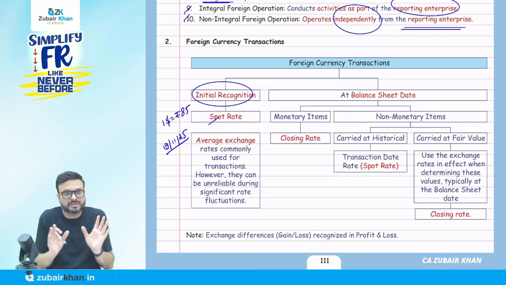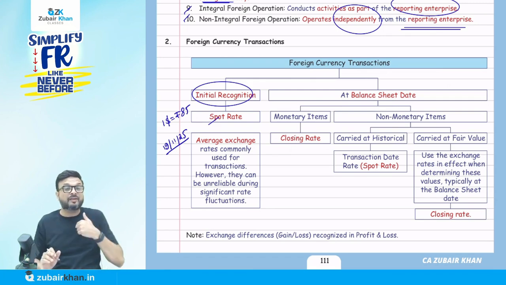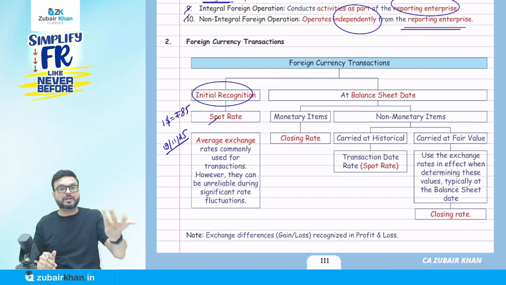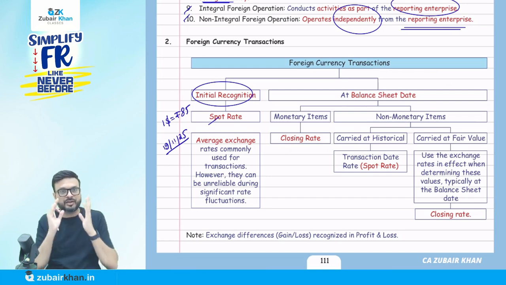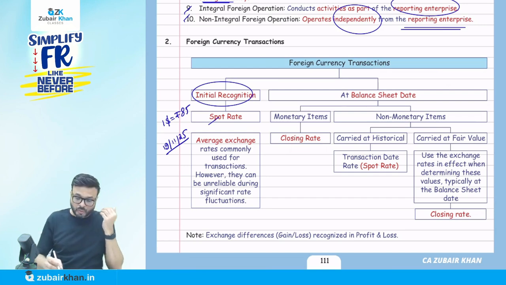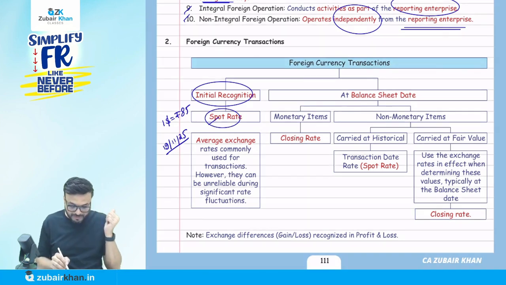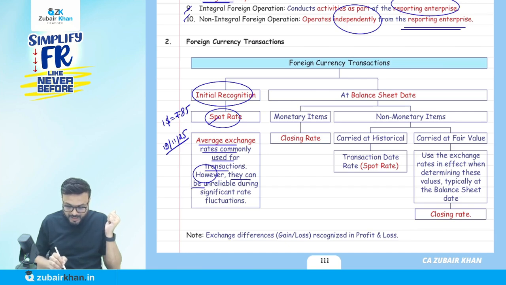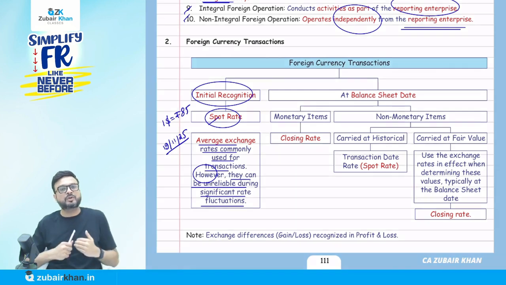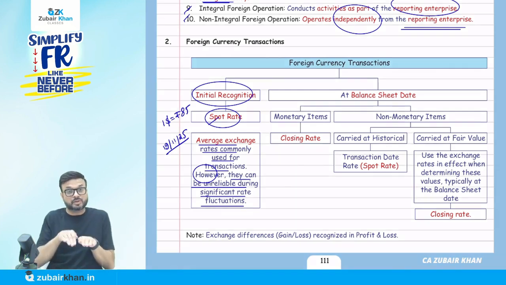If we had paid the amount, the transaction would have been settled. But I have not yet paid the amount, it is payable. So we pass the entry: purchase account debit, creditor account credit, by let's say 85 rupees only. But is it okay to use the average exchange rate instead of the spot rate, commonly used for transactions? However, they can be unreliable during significant rate fluctuation. They say yes, it is allowed to use the average rate, but if there is so much fluctuation, then you have to use the spot rate only.